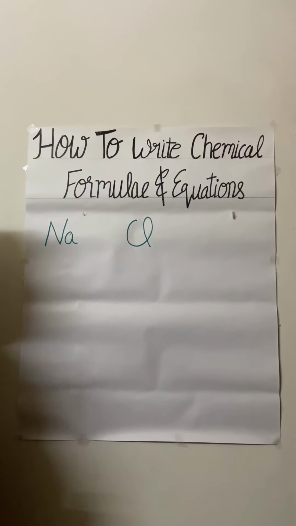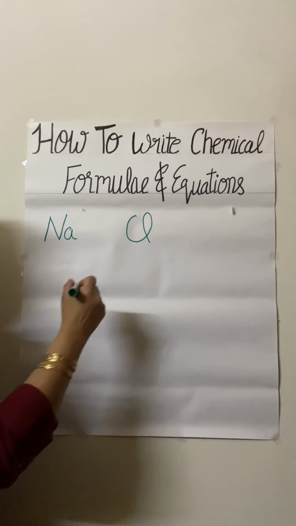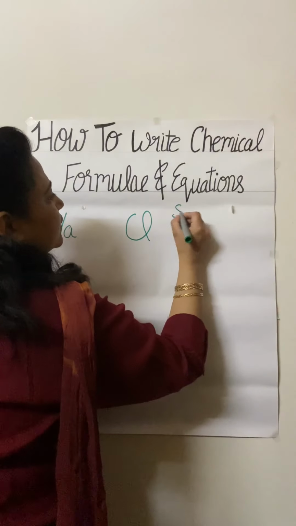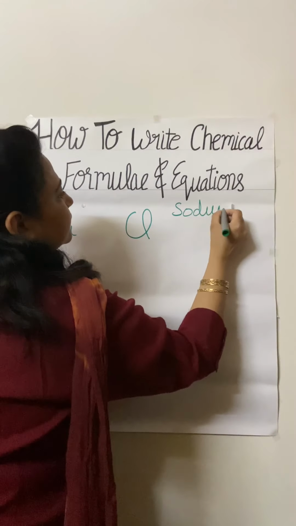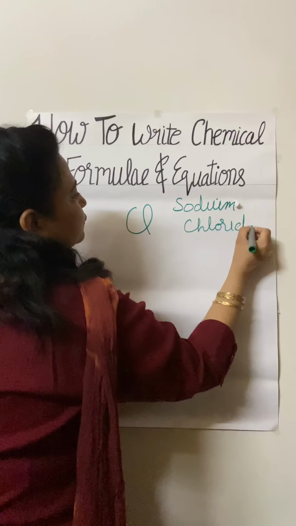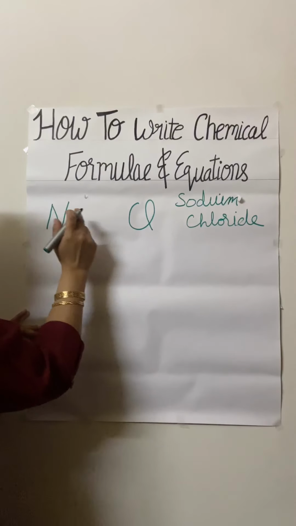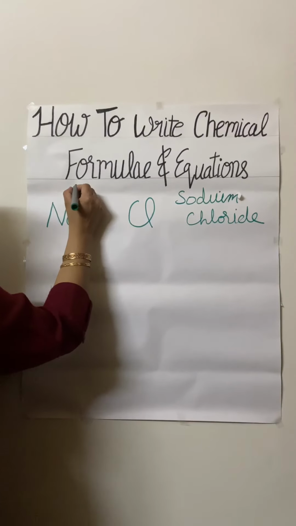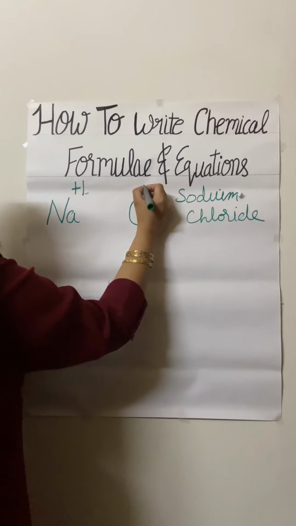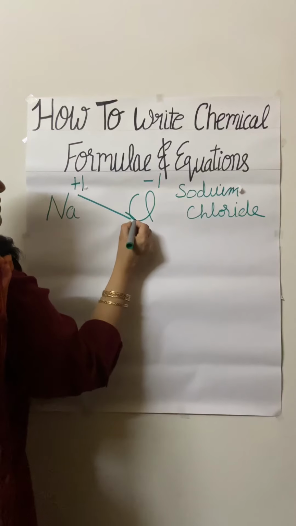Once you have learned the valencies, let us learn how to write the formula. Suppose you have to write down the formula of sodium chloride. How you will write the formula is that you will write down the symbols of sodium and chlorine. Then you will take down their valencies. This is +1 and this is -1. Then you will crisscross their valencies.